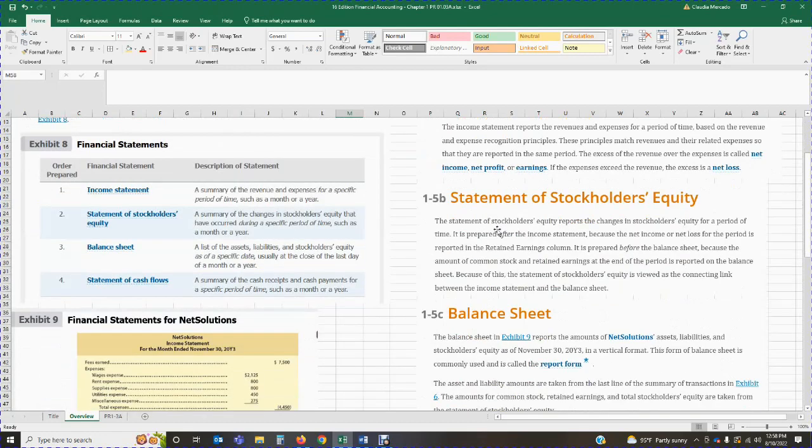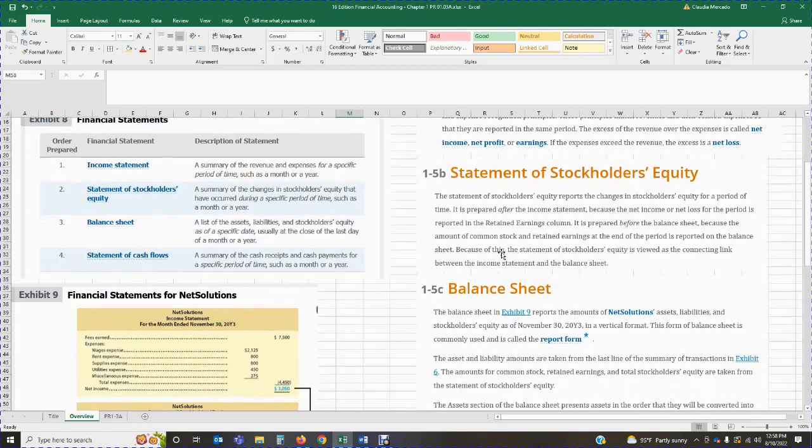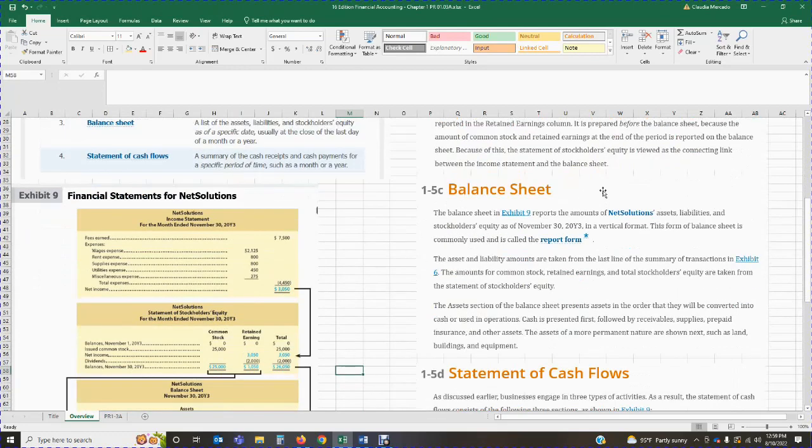Next we have the statement of stockholders' equity, which reports the changes in stockholders' equity for a specific period of time. It is prepared before the balance sheet because the amount of common stock and retained earnings at the end of the period is reported on the balance sheet. The balance sheet basically includes your assets, liabilities, and stockholders' equity in a vertical format, and it ensures that the accounting equation has remained in balance.